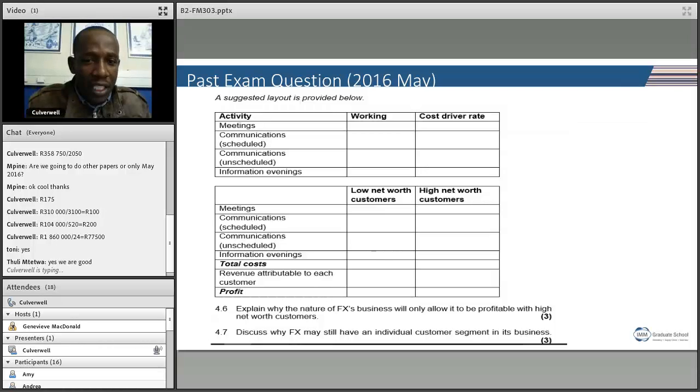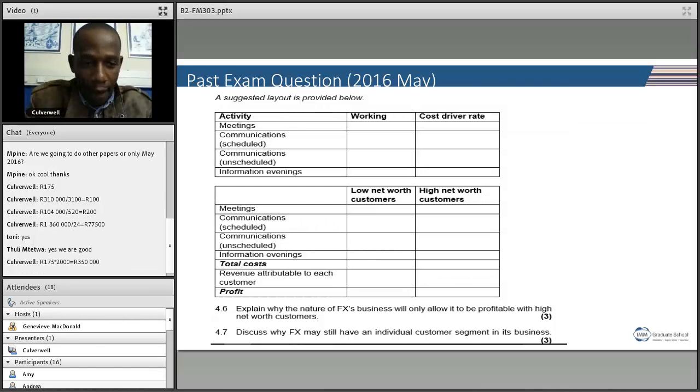175 times the number of meetings we held servicing low net worth customers, which were 2,000. Times 2,000, it's going to give us 350,000 rands. So that will be my cost that low net worth customers would incur in handling meetings. I would do exactly the same for my high net worth customers.